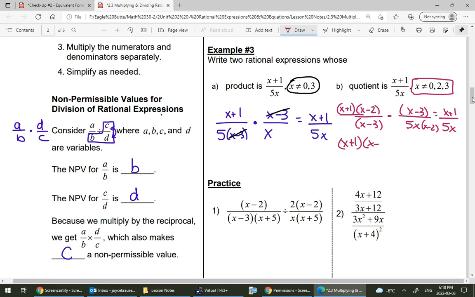(x plus 1)(x minus 2) all over x minus 3 divided by 5x times (x minus 2) all over x minus 3. The only thing that you want to be very careful of is where that x plus 1 goes. If I were to put that x plus 1 into the second fraction or the second expression, then I would have a negative 1 as an NPV. Since I don't, it has to be in the first fraction. Again, this is just one example of many. Try to keep it simple as best as you can, but nothing stops you from throwing in some extra numbers as long as they cancel out and they don't affect your NPVs.